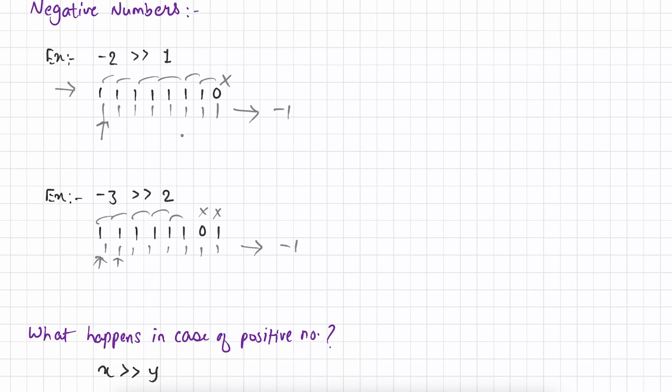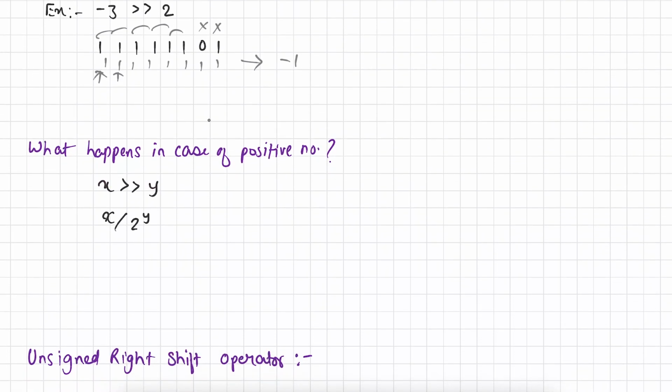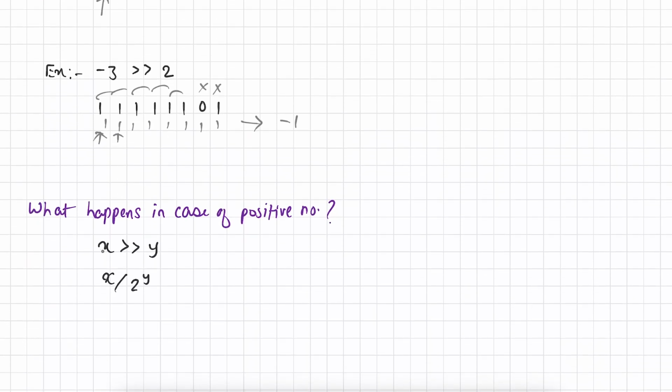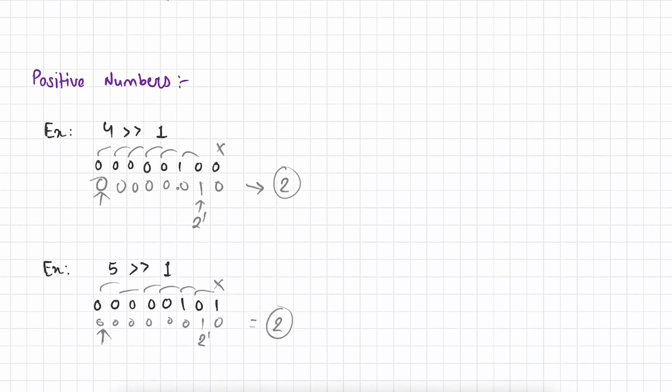Okay, so this is how it works on positive as well as negative numbers. So basically, what happens in case of a positive number? In the left shift operator we are multiplying by a power of 2, but in the right shift operator we are dividing by a power of 2. For example, if we are shifting x by y positions, then we are simply doing x divided by 2 to the power y. Let's see this in an example.